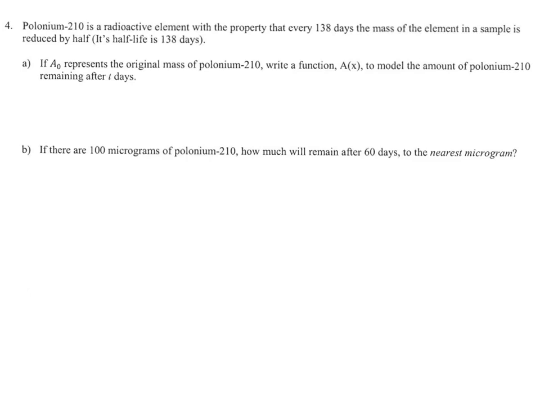Polonium-210 is a radioactive element with the property that every 138 days, the mass of the element in a sample is reduced by half, or its half-life is 138 days. Now they're telling me that A sub 0 represents the original mass of polonium-210. So we don't actually know the amount. We have a variable for that.